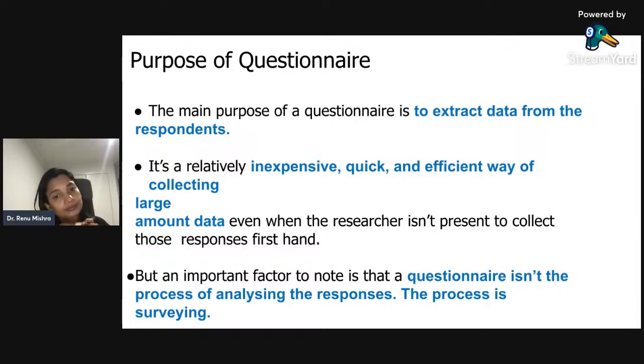Also, you need to keep a very important factor in mind: a questionnaire isn't the process of analyzing the responses. It is just the process of collecting the information, the survey. I have noted this down in the highlighting points because many students think this is the way you analyze the responses. Here responses means data or information; all these things are the same. So a questionnaire is not the way of analyzing the information. With a questionnaire, you just collect the information. Analysis of the information happens later. Okay, going on further.